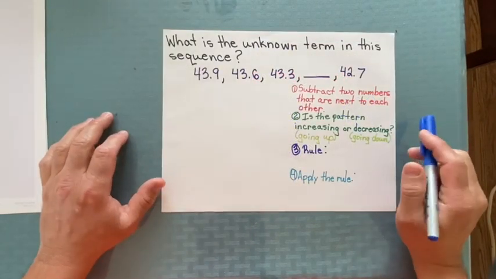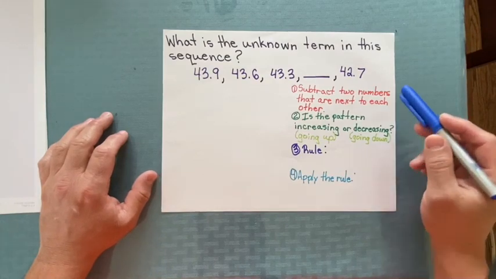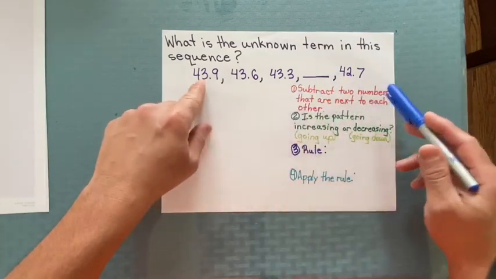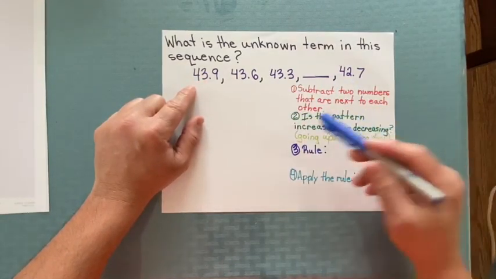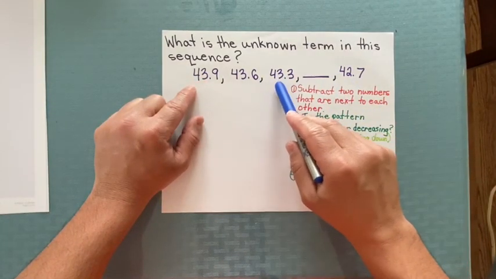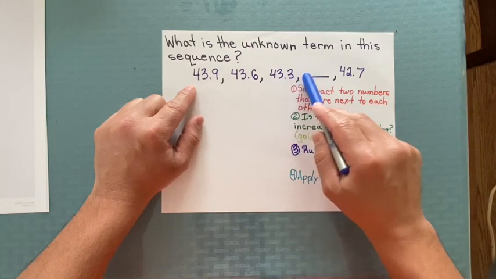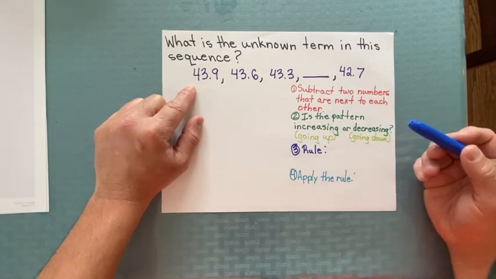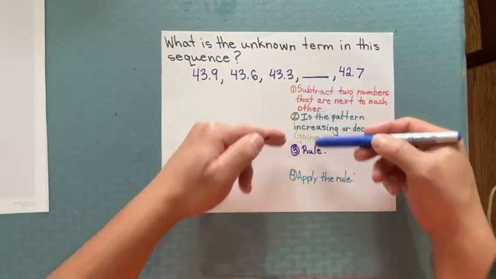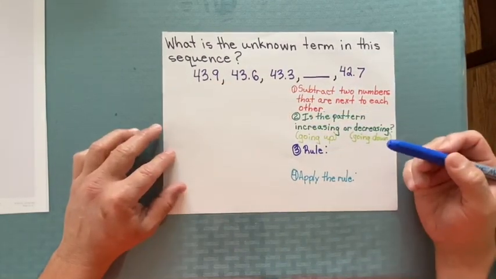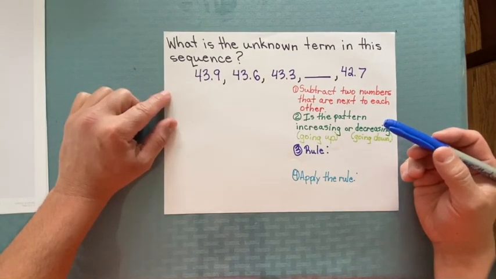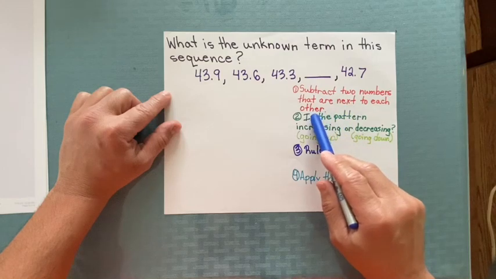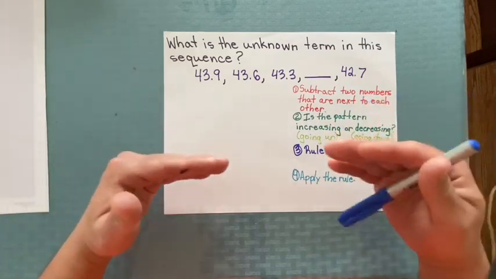Another skill that we worked on is being able to identify an unknown term in a sequence. So here you have your sequence. You have 43 and 9/10, 43 and 6/10, 43 and 3/10. You have an empty spot where we're going to find an unknown term, and then you have 42 and 7/10. Now, once again, here are the rules on how to find an unknown term in a sequence. The first thing you want to do is you always want to subtract the 2 numbers that are right next to each other. They got to be next to each other.